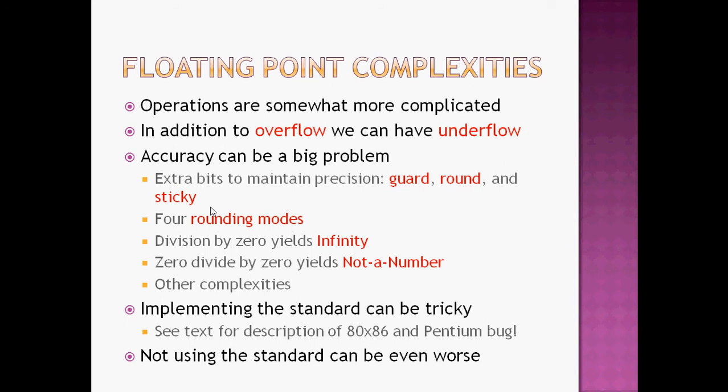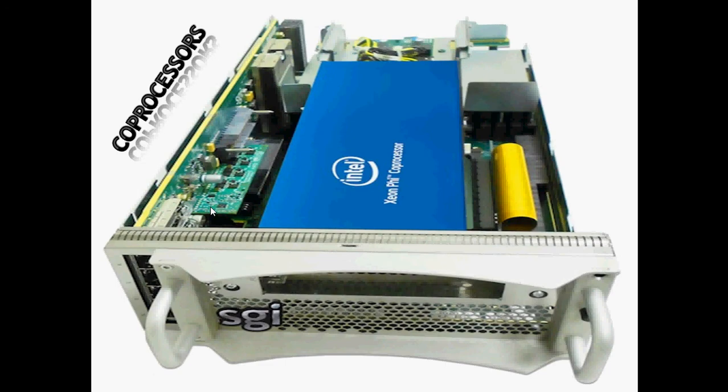Floating point complexities. There are many reasons why these operations are somewhat more complicated. In addition to overflow, we can have underflow. Accuracy can be a big problem. Extra bits to maintain precision: guard, round and sticky bits. Four rounding modes. Division by 0 yields infinity. 0 divided by 0 yields not a number. Other complexities: implementing the standard can be tricky. Not using the standard can be even worse.